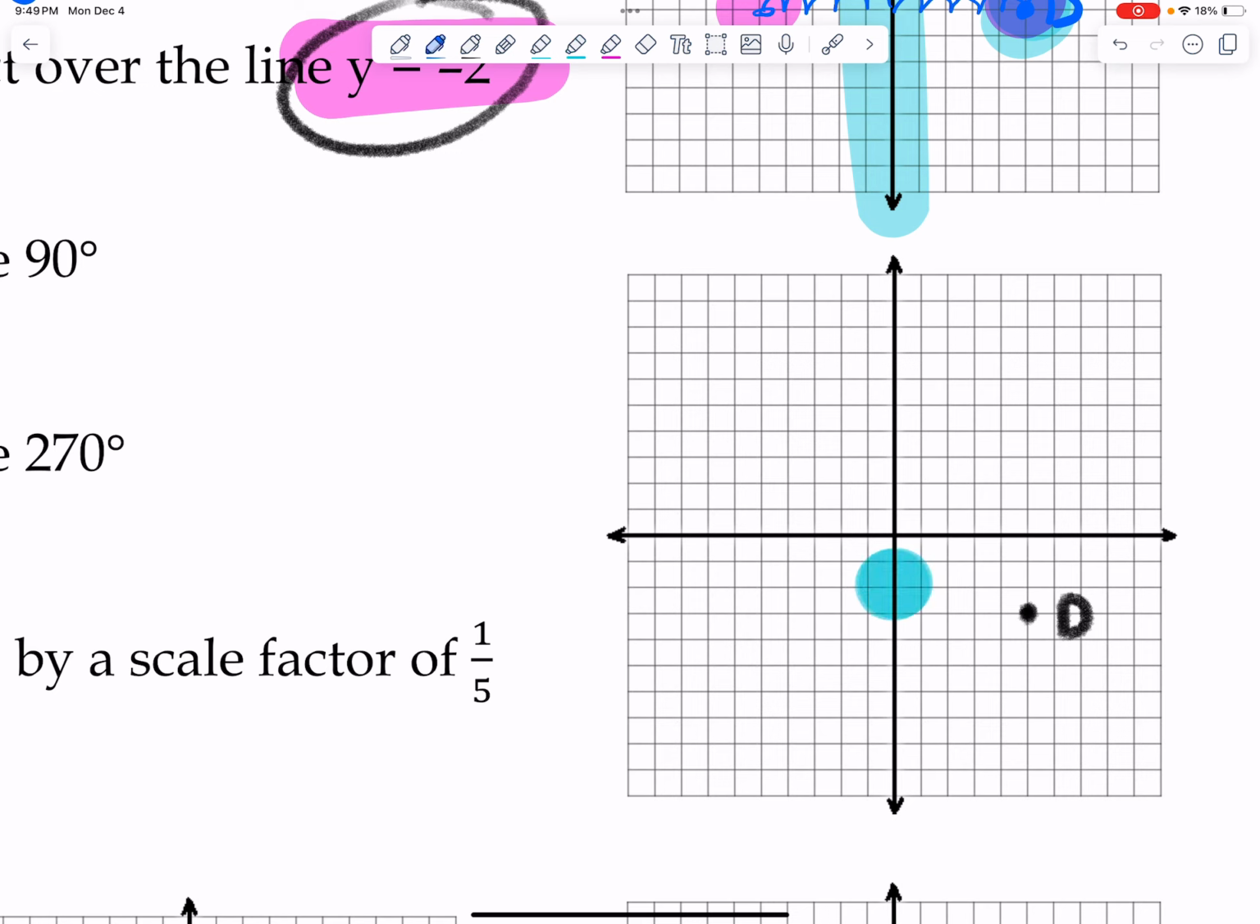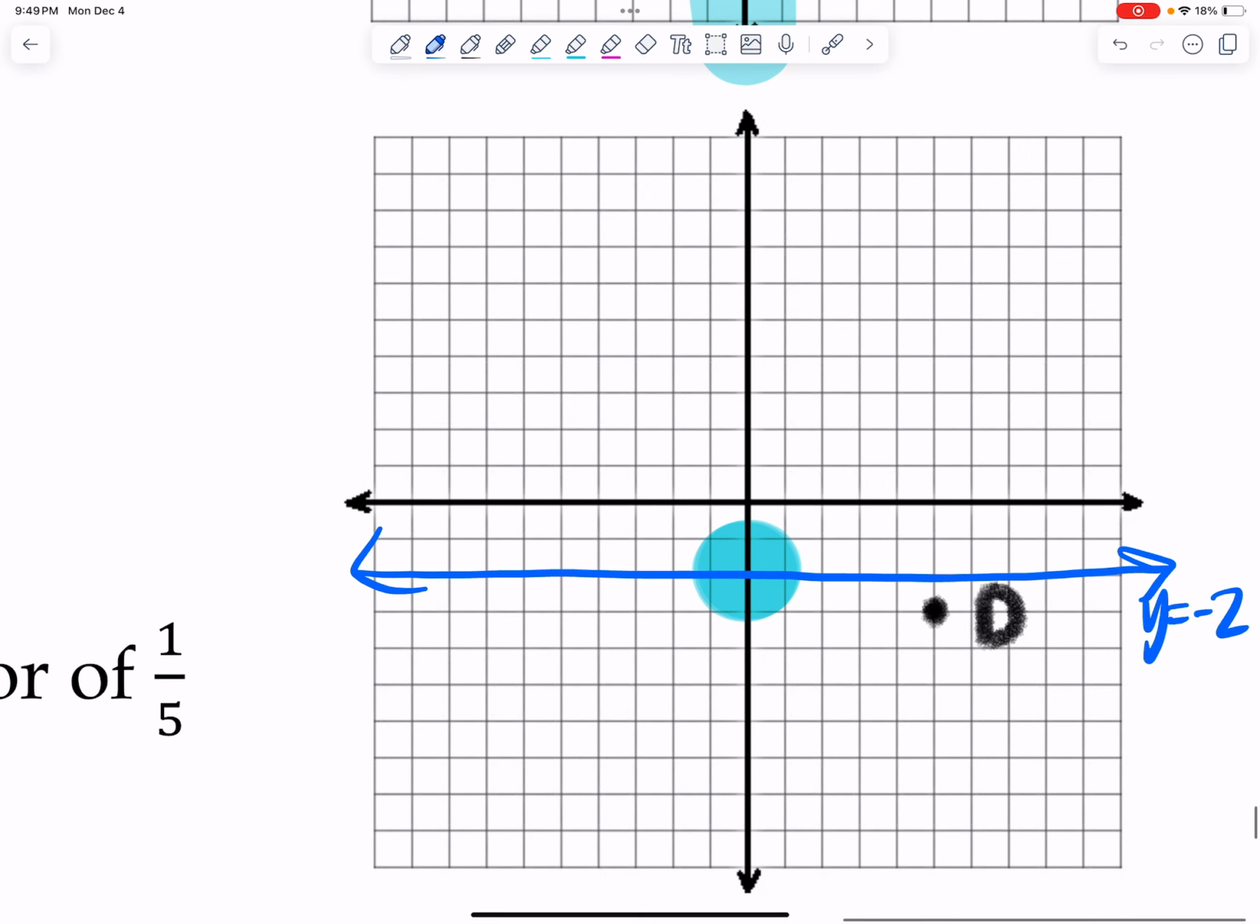So I'm going to do this in pen. This goes through the y-axis at -2. Y equals -2 has a 0 slope and it goes through the y-axis at -2. So if I reflect over this line, I'm going to count to the line. I'm going to be 1 above the line.